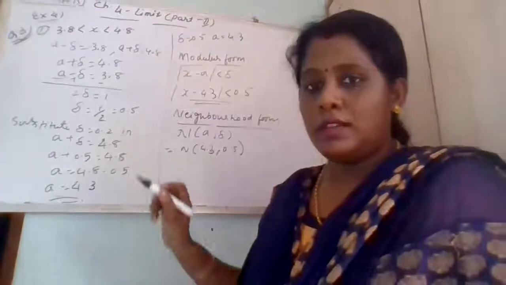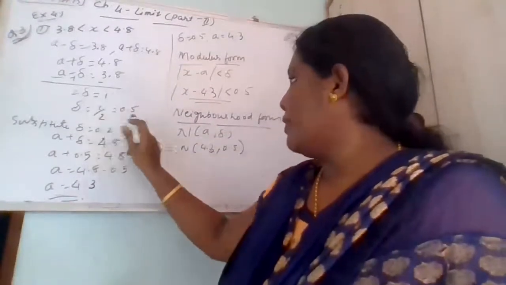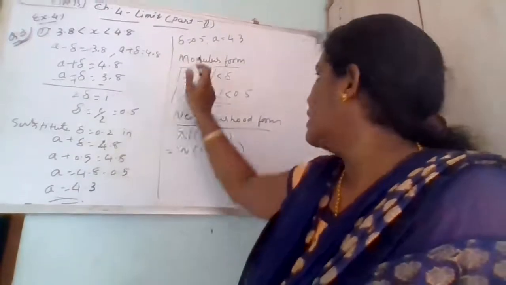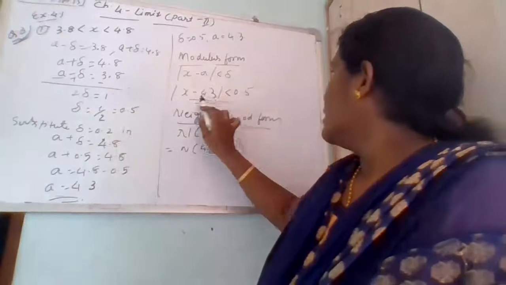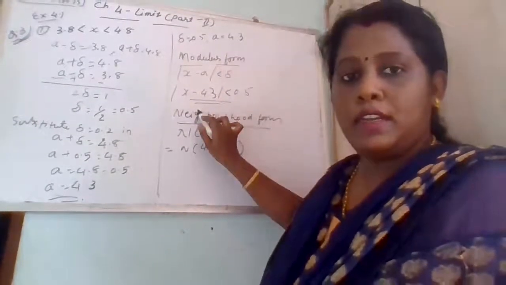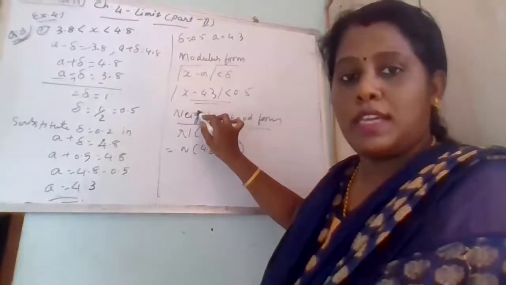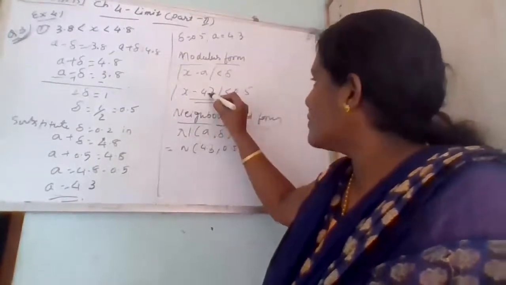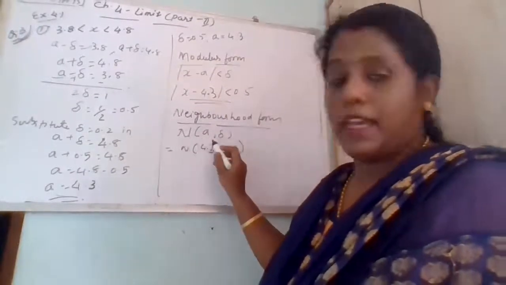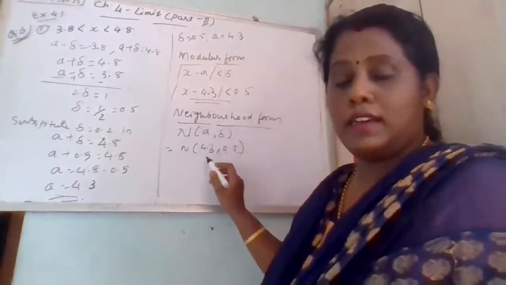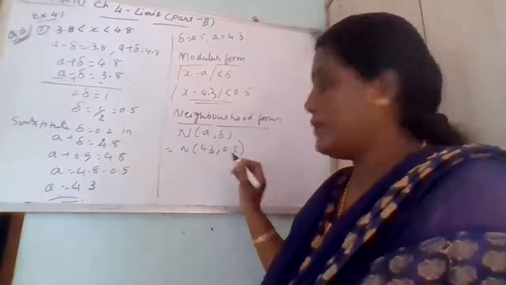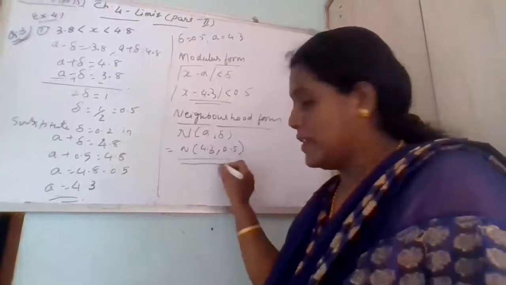See here, delta is 0.5 and the value of a is 4.3. Then modulus form: modulus x minus 4.3 less than 0.5, right? And neighborhood N equal to a comma delta, that is N in bracket 4.3 comma 0.5. This is your answer.